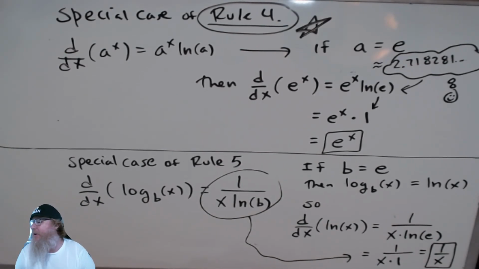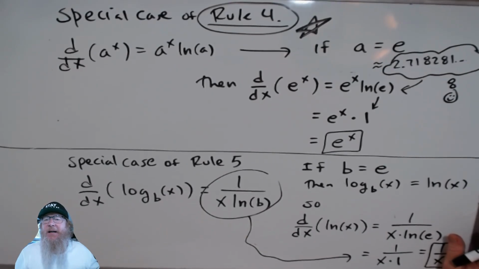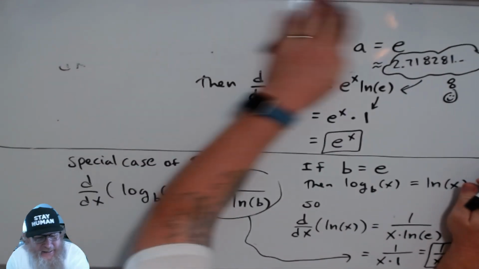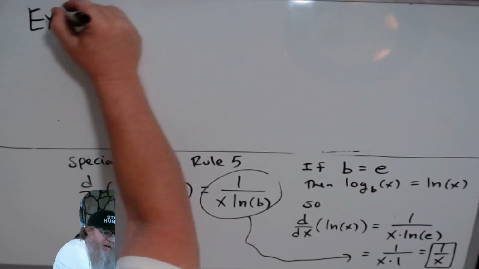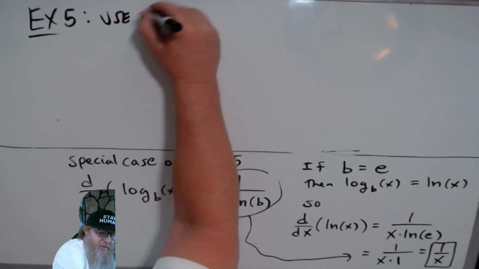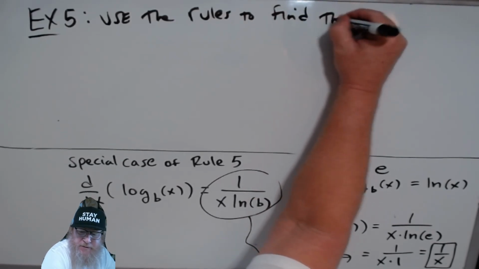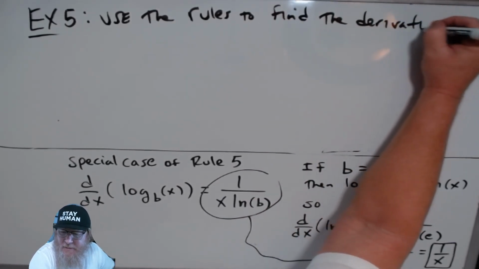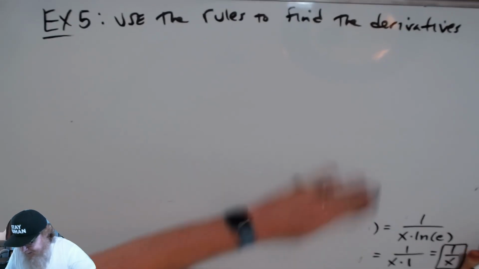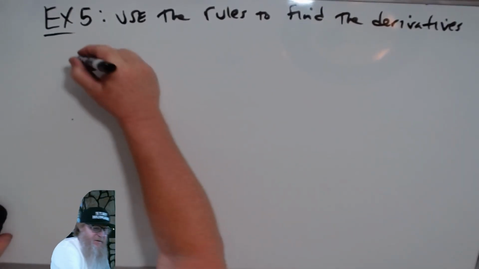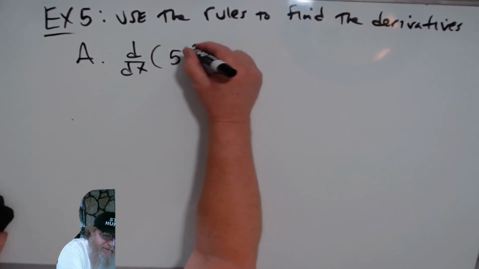Okay, so what are we up to? Example 5. Now that we've got Rule 4 and 5, and again, you might want to have these handy. I know I do. I've got them right here because they're easy to forget. So example 5, use the rules to find the derivatives. I don't really care if you simplify these, so I'm just going to say find the derivatives and be happy with it. So what's the derivative of 5 to the x power?